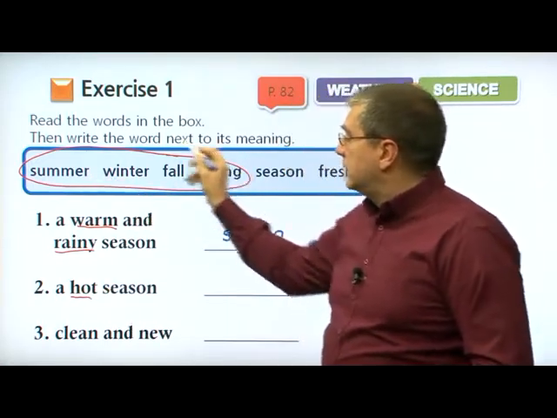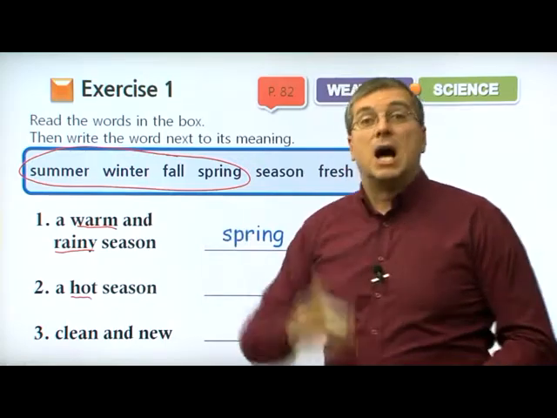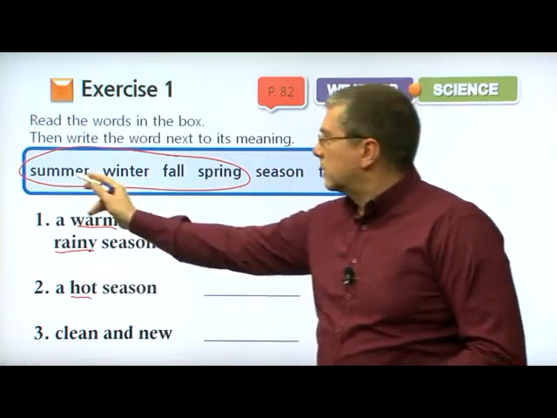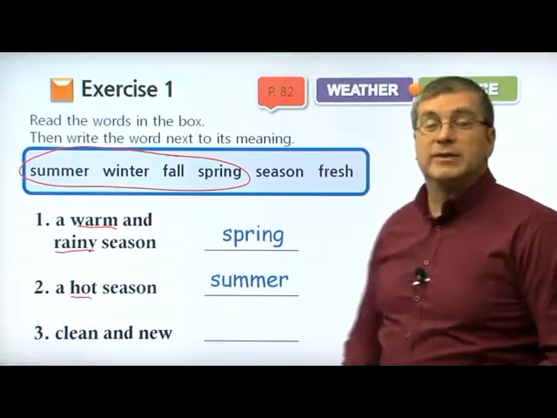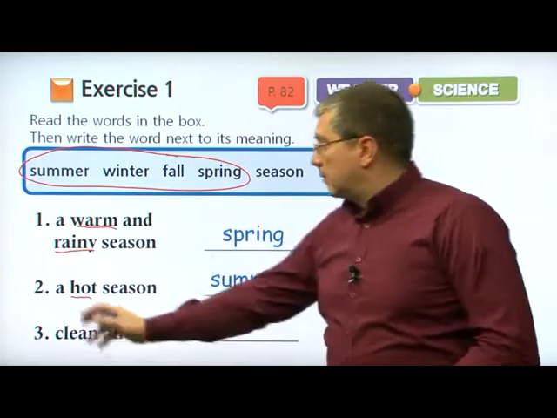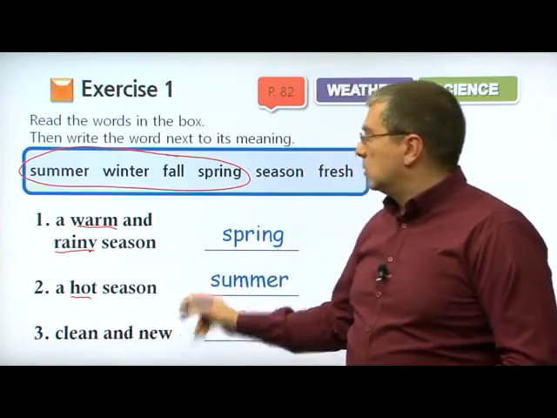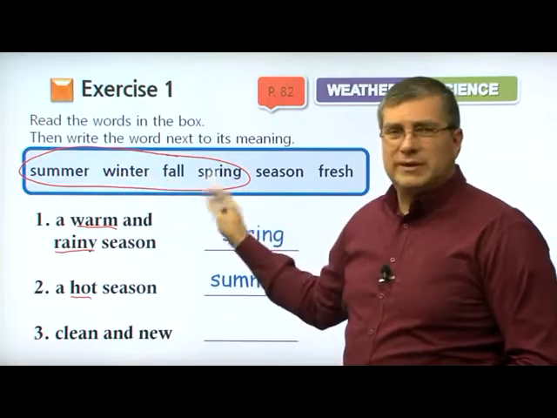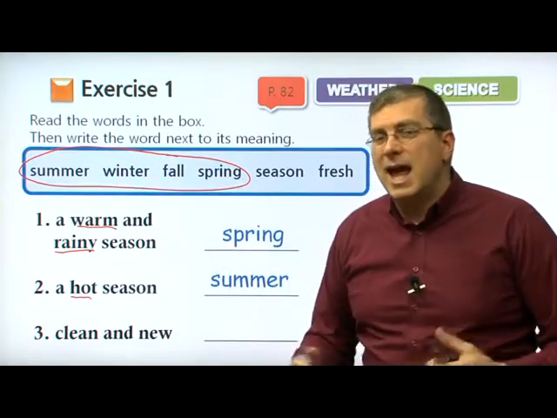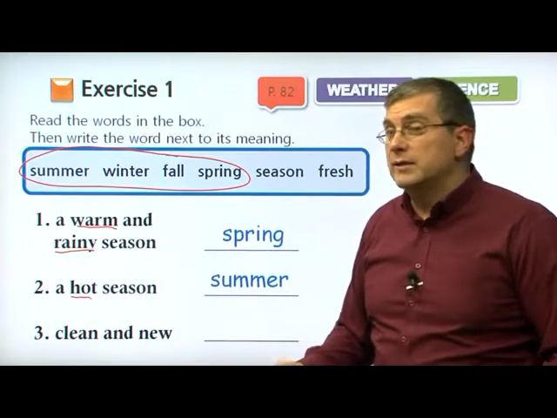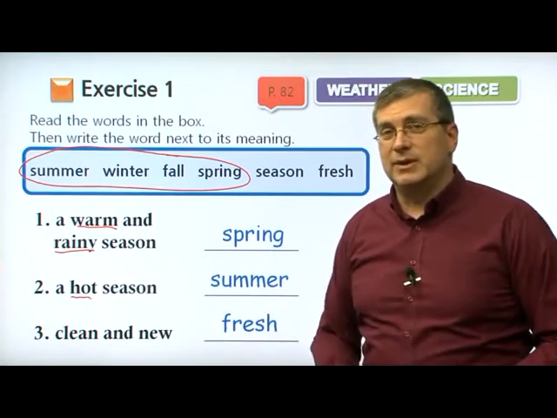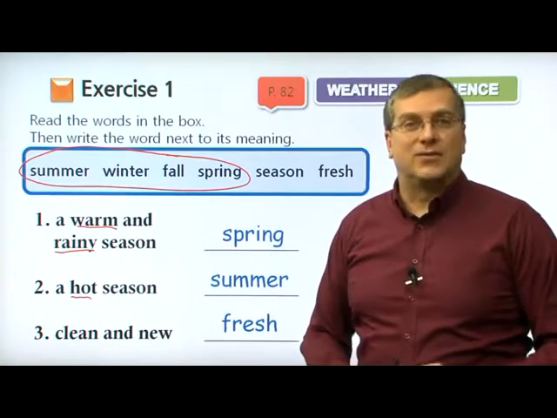Number 2, a hot season. So we're looking for one of these seasons here when it is hot. When is it hot? What season is that? Of course, we're looking for summer. In the summertime, you go swimming because it's hot. Number 3, clean and new. So we're not talking about one of the seasons here. We're looking for an adjective, something that means clean and new. What word is that? Of course, that's over here, fresh. If it's clean and new, we say that it's fresh.